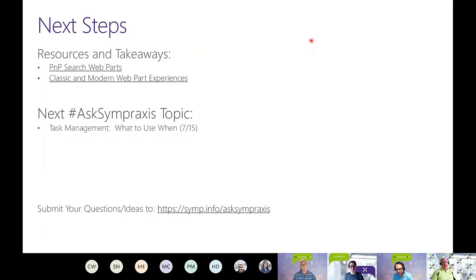So a couple of takeaways. Obviously, we highlighted that PnP search web part, of which we are big fans. Derek, I know you've made a living off of that in the past. There's more detail about classic and modern web part experience. I believe that points right to the Microsoft docs, correct? Yes. To the classic and modern web part experiences, right? I really don't know because that's Mark's link. Let me see. I think I have this open in my other tab.